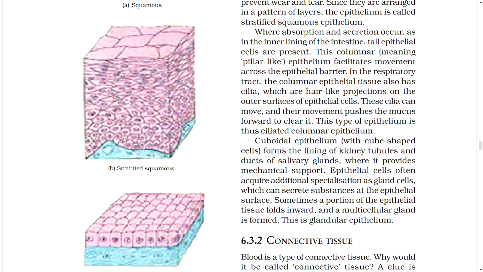Cuboidal epithelium, with cube-shaped cells, forms the lining of kidney tubules and ducts of salivary glands, where it provides mechanical support. Epithelial cells often acquire additional specializations as gland cells, which can secrete substances at the epithelial surface. Sometimes a portion of the epithelial tissue folds inward and a multicellular gland is formed. This is glandular epithelium.